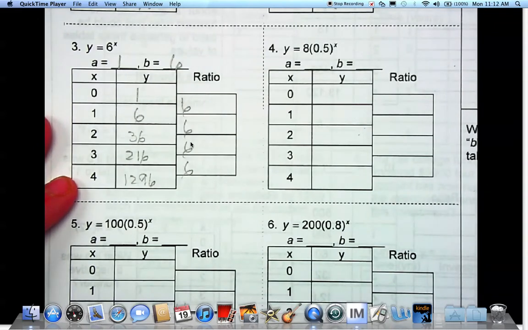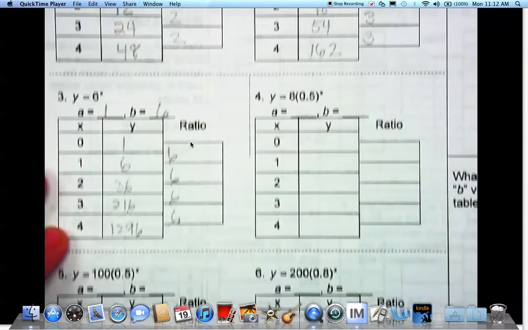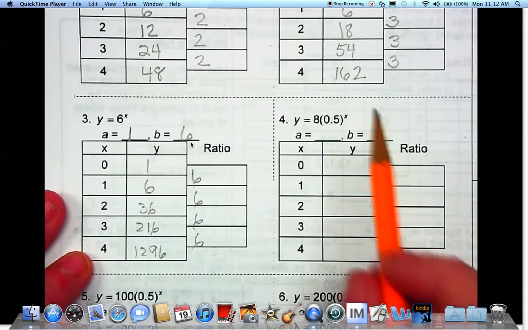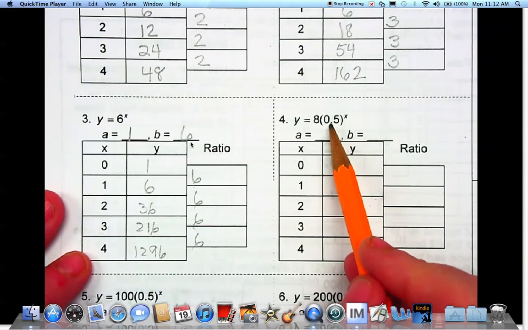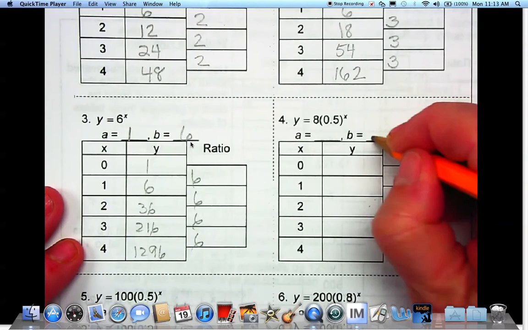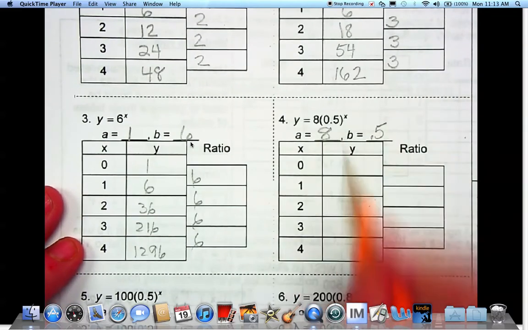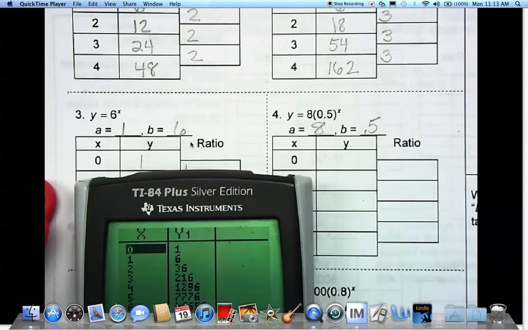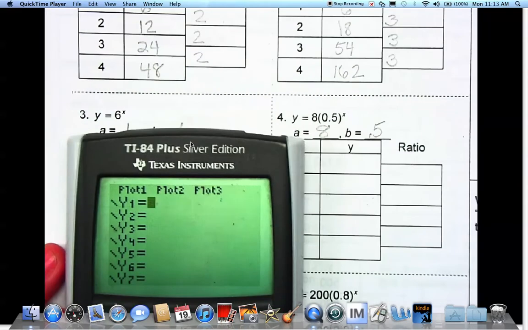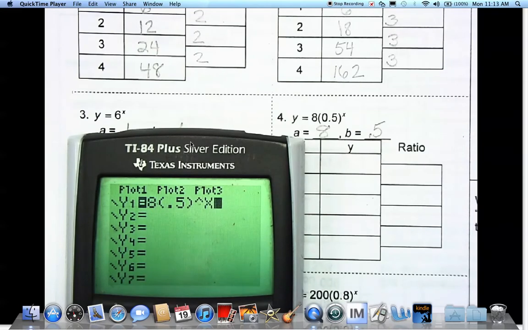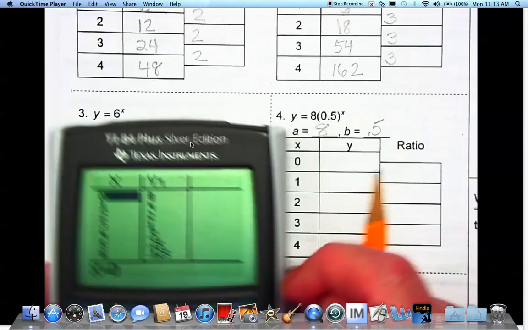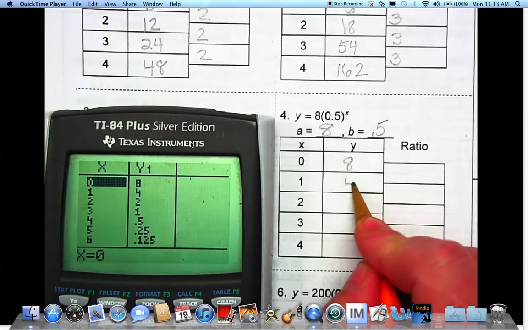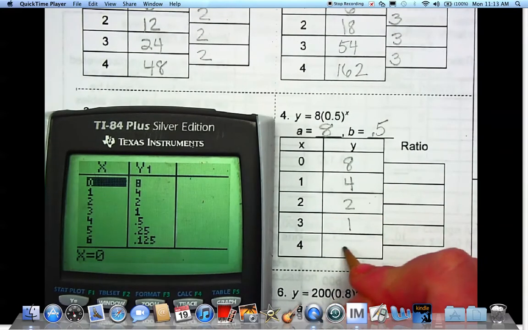Okay, now looking at number 4, how is it different? It doesn't have a multiply. What's the b? It's a fraction. A decimal or a fraction, isn't it? Okay, let's see what happens when it's that. A is 8, b is 0.5. You can enter it in just like it is, if you want to. It's getting what? Smaller. It's halving every time, isn't it?